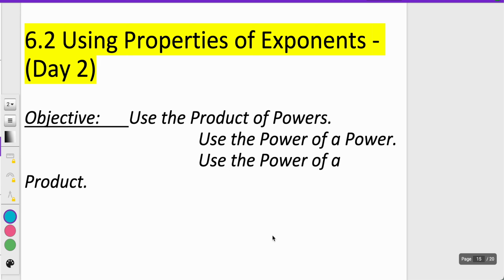Today we're going to finish up 6.2 using properties of exponents. So if you didn't get a chance to watch day 1, go back and watch that one first, just because that's when I introduced product of powers, powers of powers, and a power of a product.